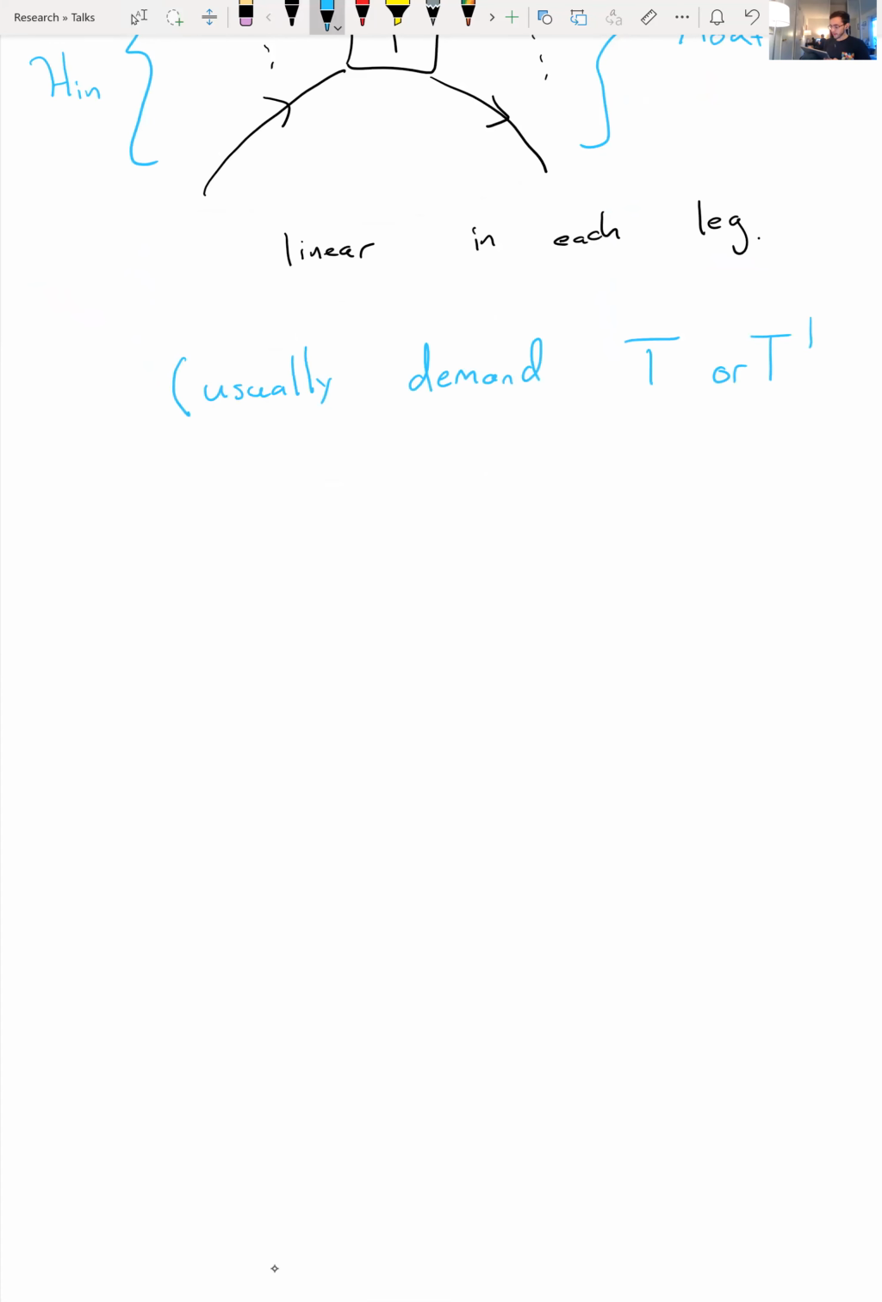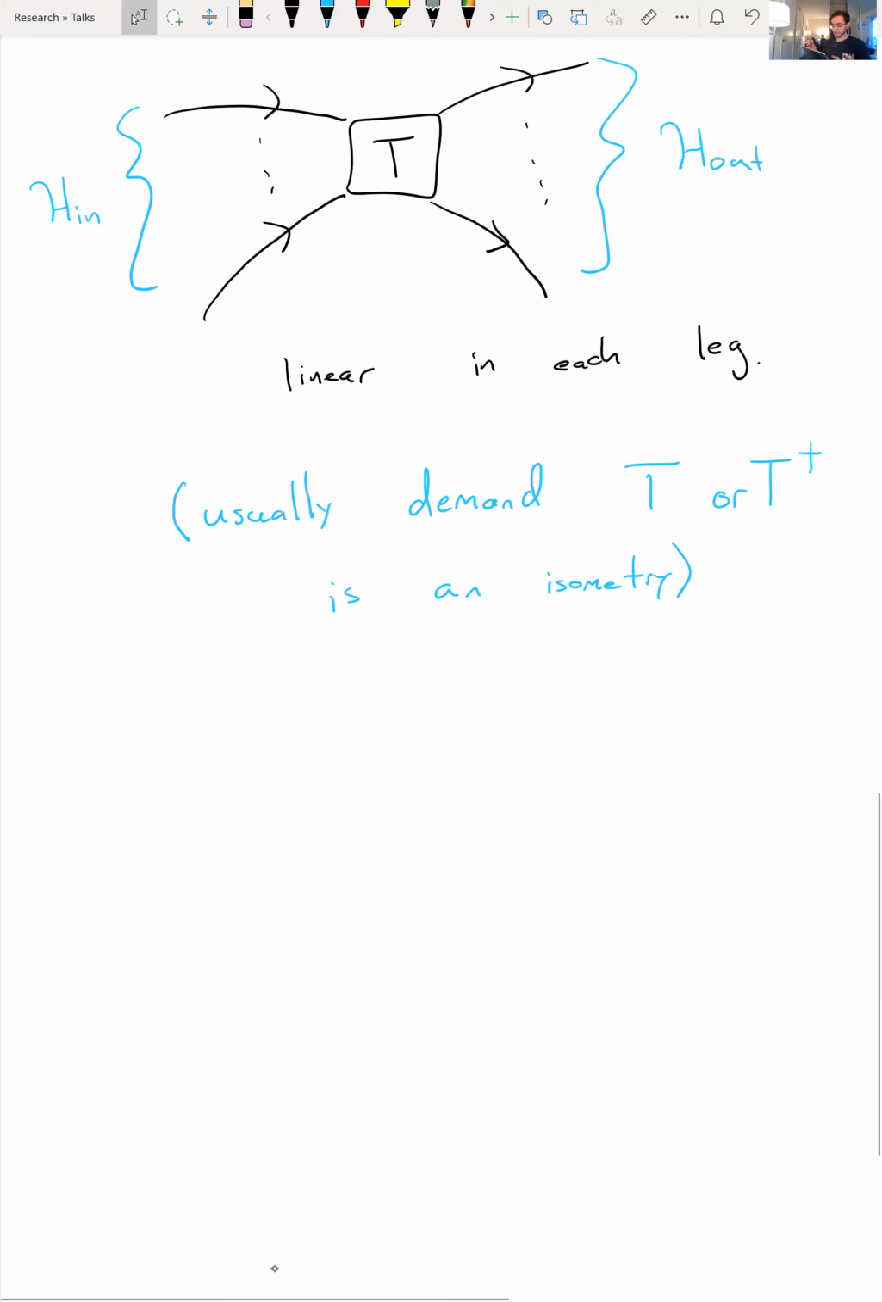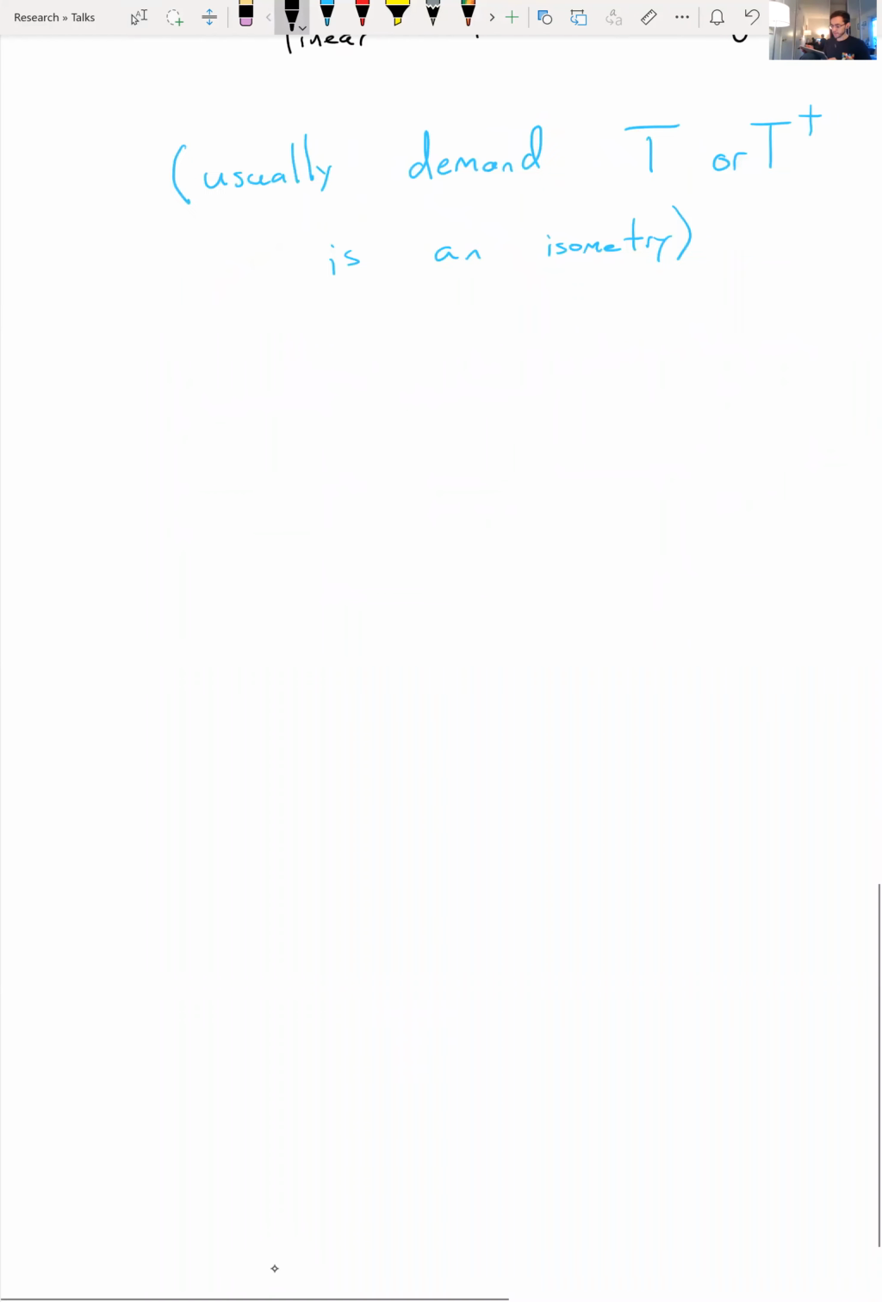So we demand that either T or the adjoint is an isometry, depending on whether the input or output Hilbert space is bigger. If the Hilbert spaces are of different size, then only a map from the smaller Hilbert space into the bigger one can be an isometry. So that's just an aside.